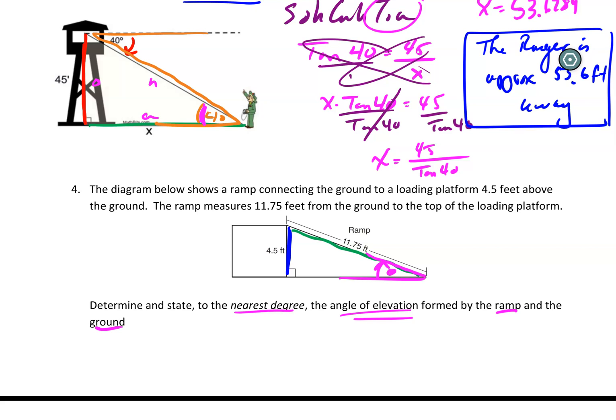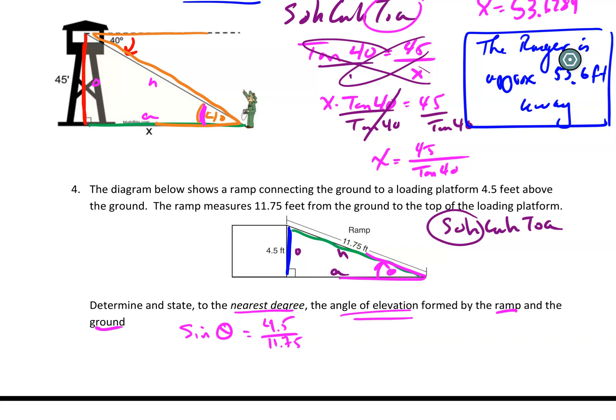So now, with respect to that angle, I'm going to use that to help me determine my SOH CAH TOA. So opposite, this would be across from the 90 is hypotenuse. The third side is adjacent. So I have opposite and hypotenuse. So that means that I'm going to be using sine. So now let's set it up. So sine of my angle, which I'm calling theta, equals opposite, which is 4.5, over hypotenuse, which is 11.75.